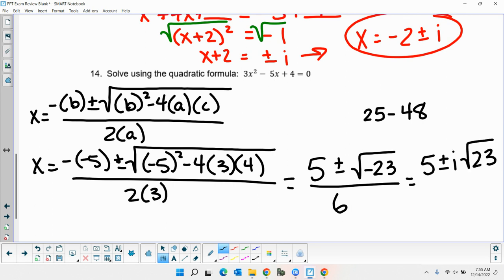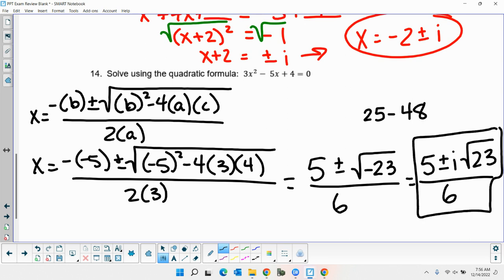23, there's no factors but 1 and 23, so I can't simplify the radical at all. So that would be our answer. 5 plus or minus i times the square root of 3 over 6. So that's using the quadratic formula.